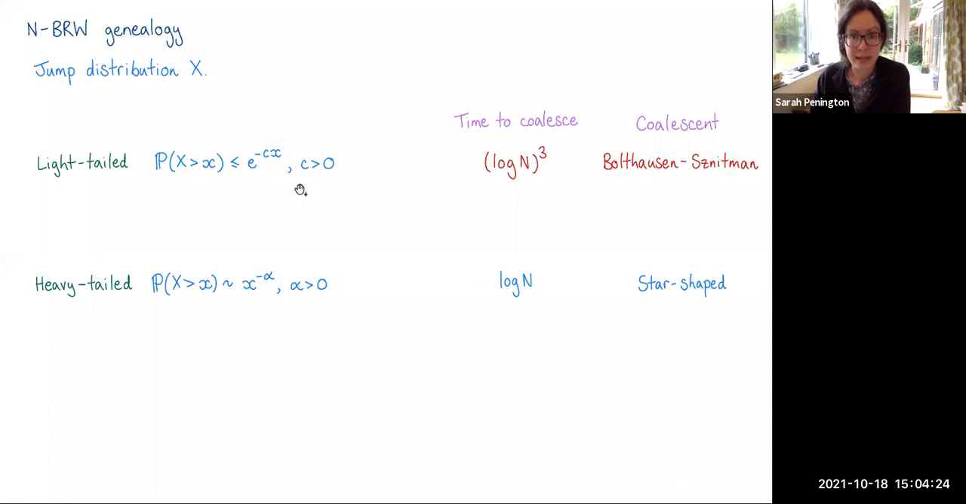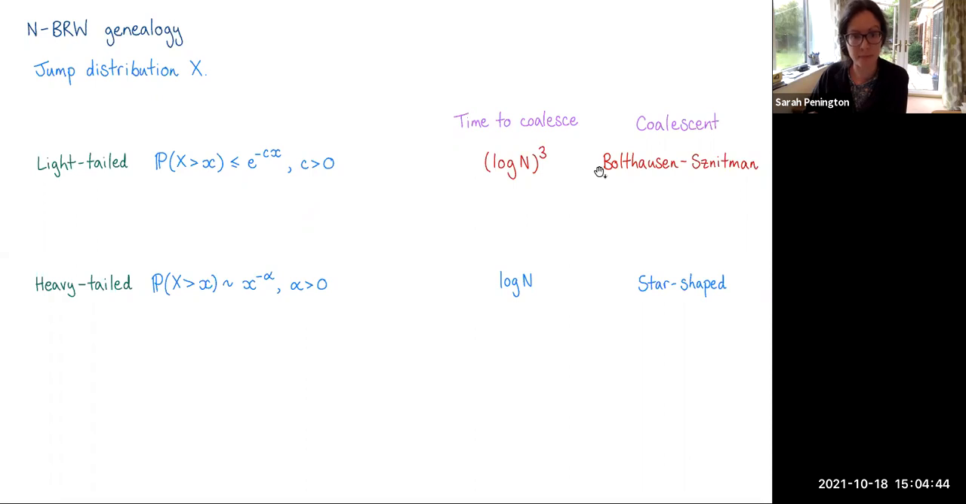it's conjectured that if you take a uniform sample and you trace the ancestry backwards in time, the time until you see coalescence, so the time that you have to go backwards to see a most recent common ancestor, is of order log n cubed, and the coalescent process on that timescale will look like a Bolthausen-Sznitman coalescent.